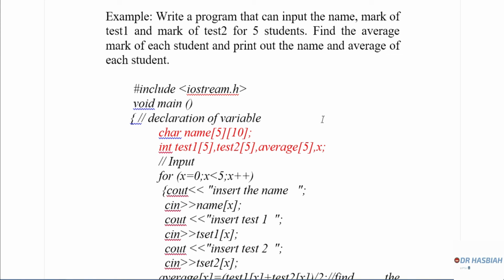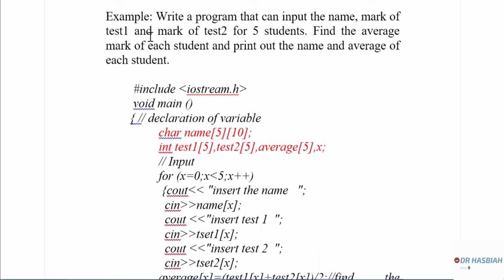So this is the example. Write a program that can input the name, mark of test 1 and mark of test 2 for 5 students. What does this question ask us to do? This question asks us to input the name, and then the mark of test 1. What is your mark for test 1 and mark for test 2?